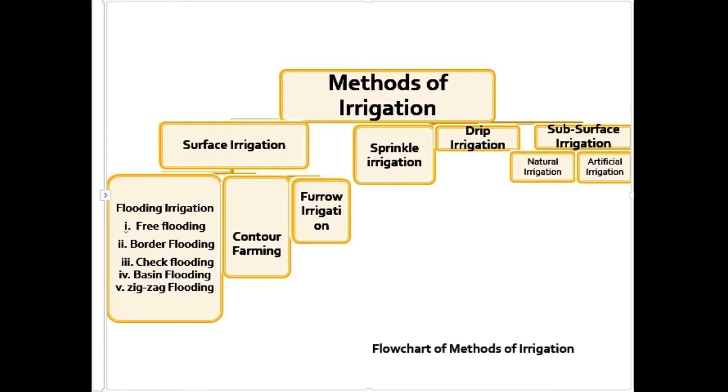Likewise, the subsurface irrigation system is further classified into the natural irrigation method. Second is the artificial irrigation method.